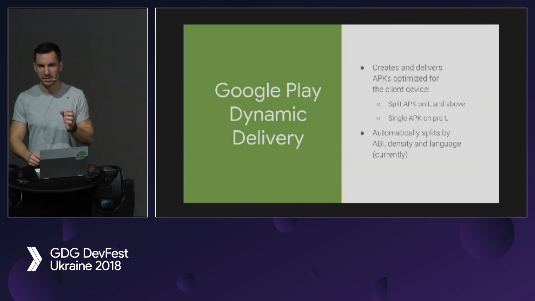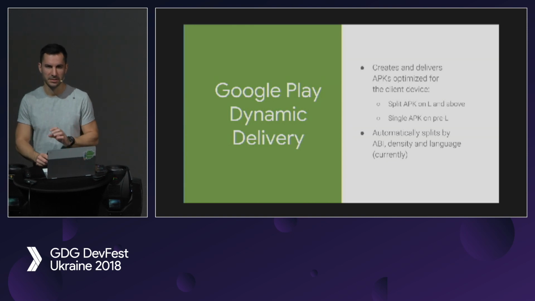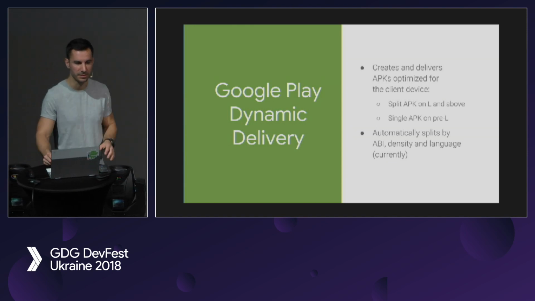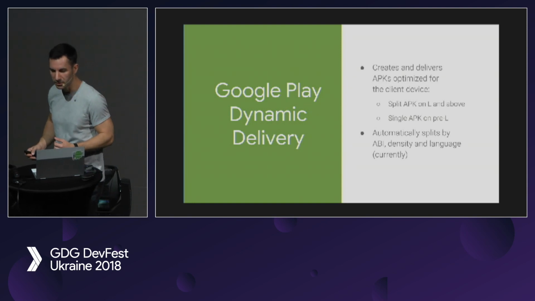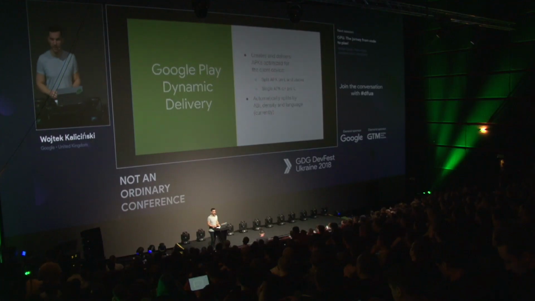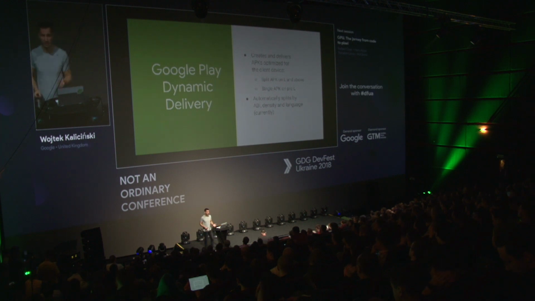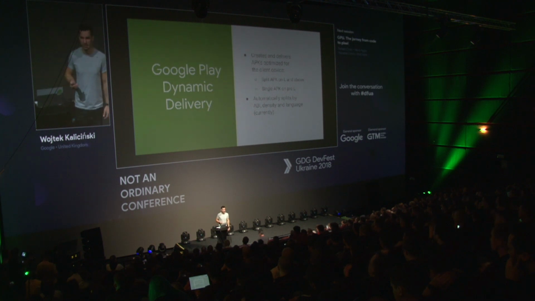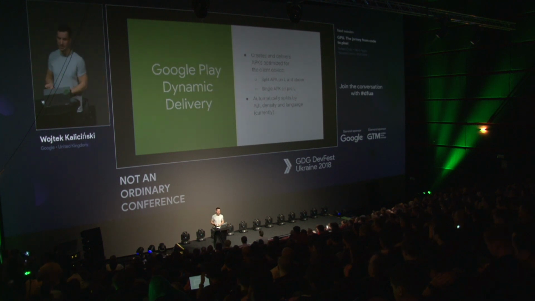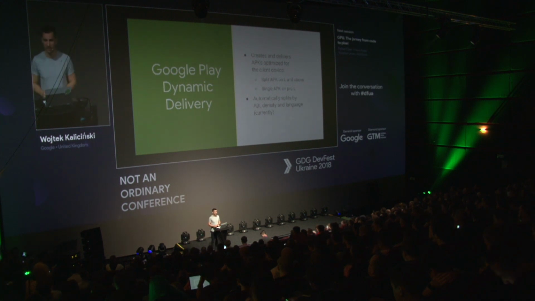and creates and delivers those smaller split APKs optimized for client devices, containing only the resources, only the native libraries they need. So this works for all Android devices. Of course, we only have the biggest benefit on L and above, where splits are actually supported. But don't worry, for pre-L devices, we just fuse everything together, create this big APK, and deliver it to the device. So that's great. You don't have to worry about it. And currently, what's supported is splitting by ABI, density, and language. So that's even better than what you could do with multi-apk, because you get the benefit of language splitting as well.